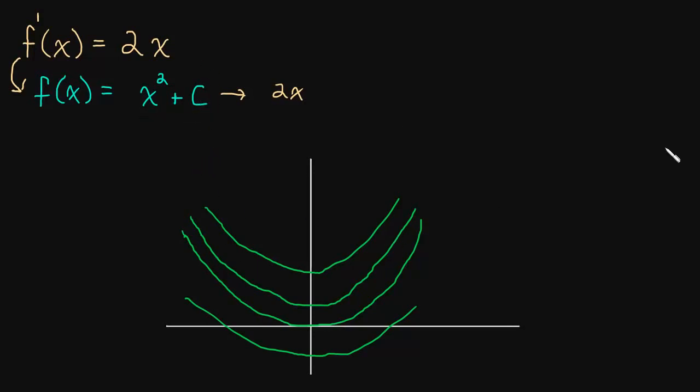So it's just something interesting to notice. Don't get too caught up on this. But the antiderivative is a family of functions. It's not just one function, it's all of these. A different function for every different constant you add. Okay.